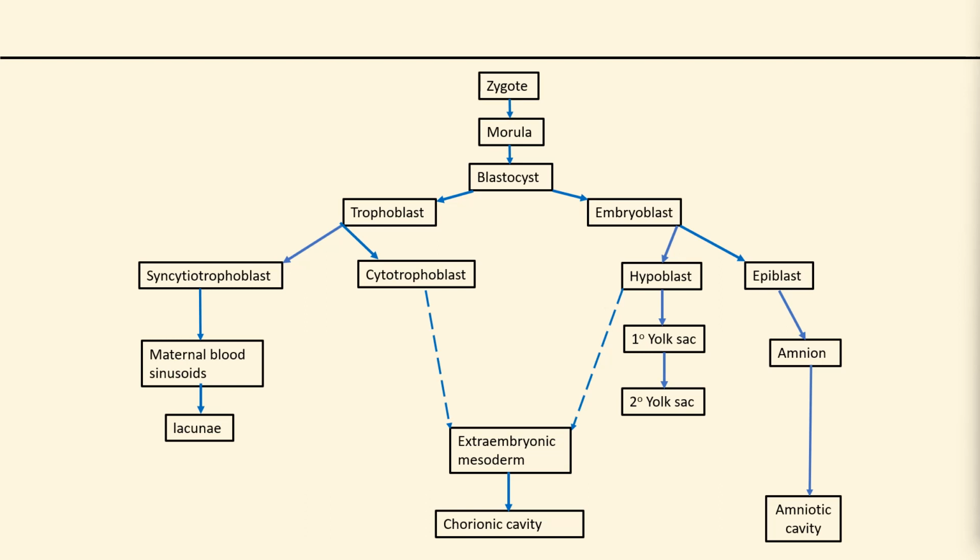The cavity forces the inner cell mass to one side. These are comprised of embryoblasts. The ones we are interested in today, though, are the ones that are on the left. These are the outer cell mass, which are comprised of trophoblasts. These trophoblasts go on to differentiate into cytotrophoblasts and syncytiotrophoblasts.